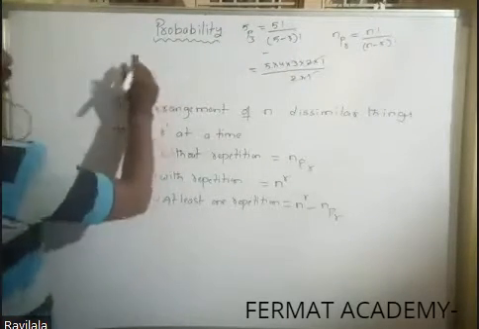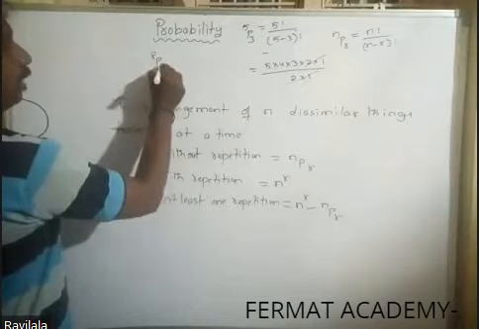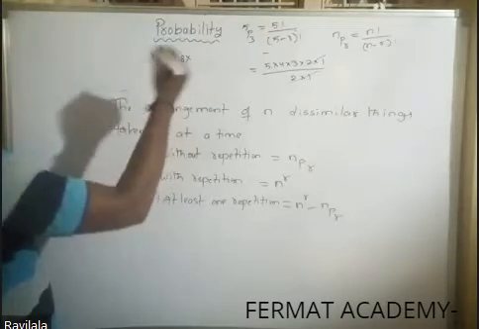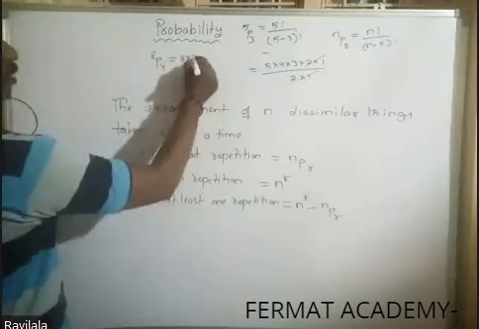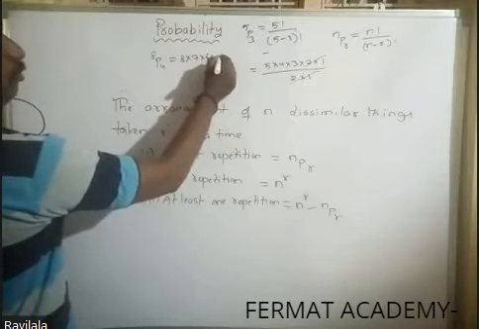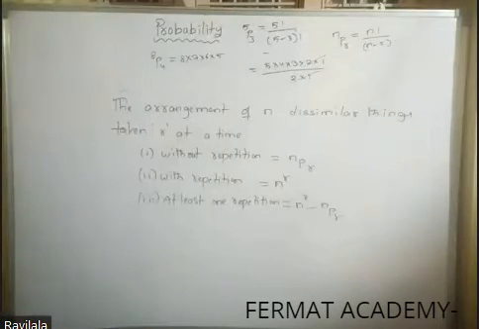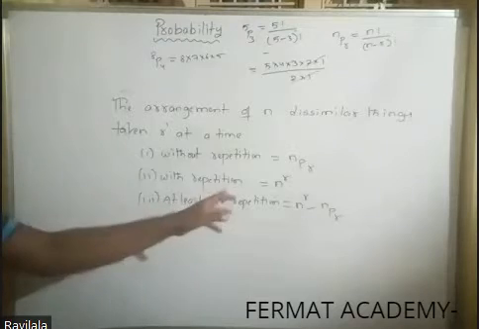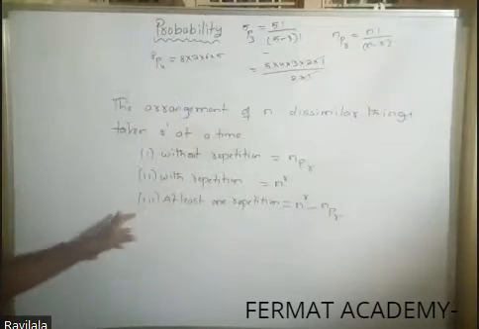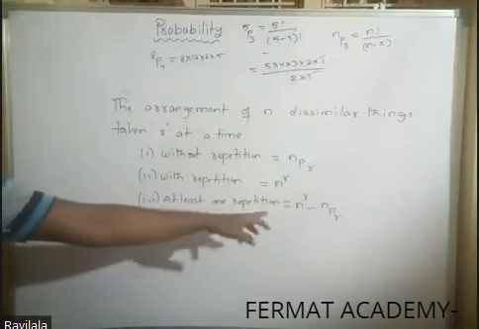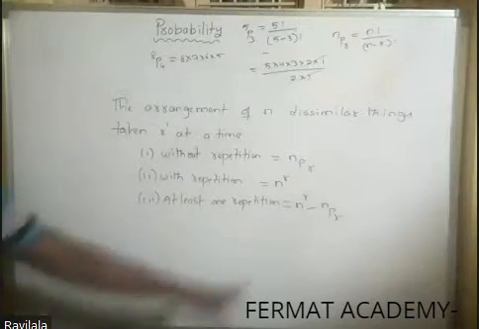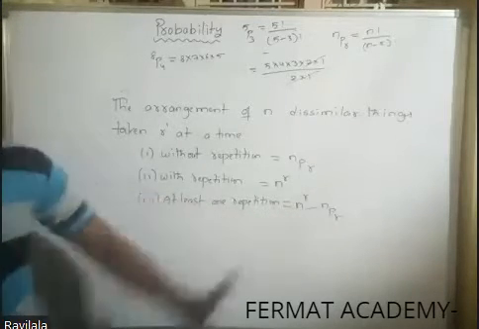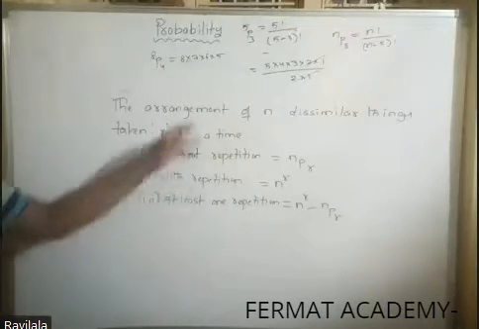For example, 8P3 or 8P4. Write down the multiplication of consecutive decreasing numbers: 8 into 7 into 6 into 5. Like that, we can solve nPr. n power r is the general formula. And at least one repetition is n power r minus nPr, that is, total permutations minus those without repetition.